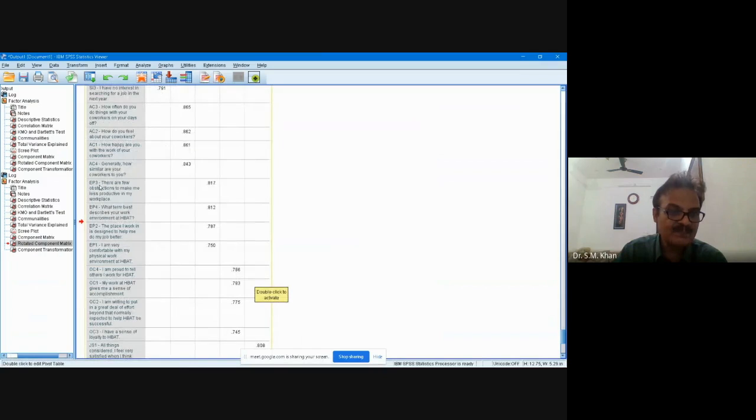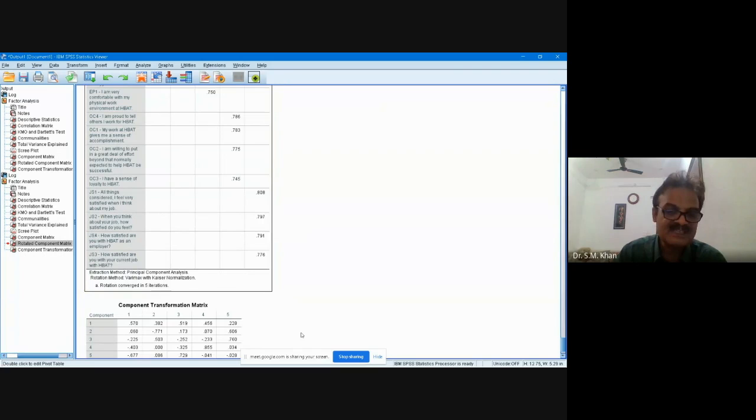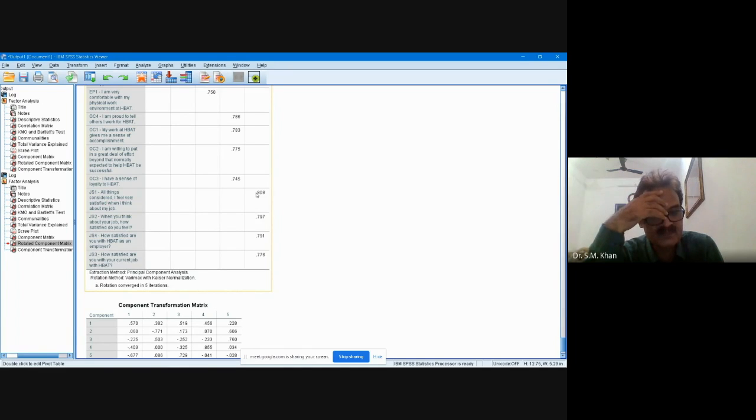You see, all the items of EP, environmental perception, came together, all the items of organizational commitment came together, all the items of job satisfaction came together. So this is measurement, this is the output. Now, as in this case you are having 4 items, when you sum the raw scores of these 4 items, then you will have a composite score for this dimension and so on. And these scores can be used for further advanced statistical modeling, for SEM or other prediction models.